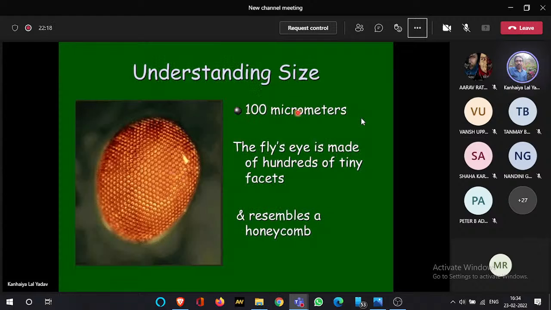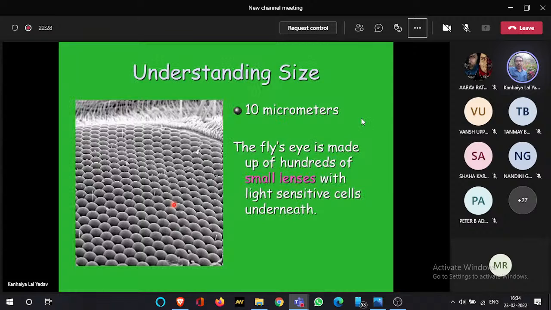Now, if you focus still further, 100 micrometers, this is the fly's eye. It is made of hundreds of tiny facets. These resemble the honeycomb structure. This is the same case with all eyes, ours also and animals also. Now, if you go still further, 10 micrometers, you see small lenses with light sensitive cells underneath. These are the sensors.